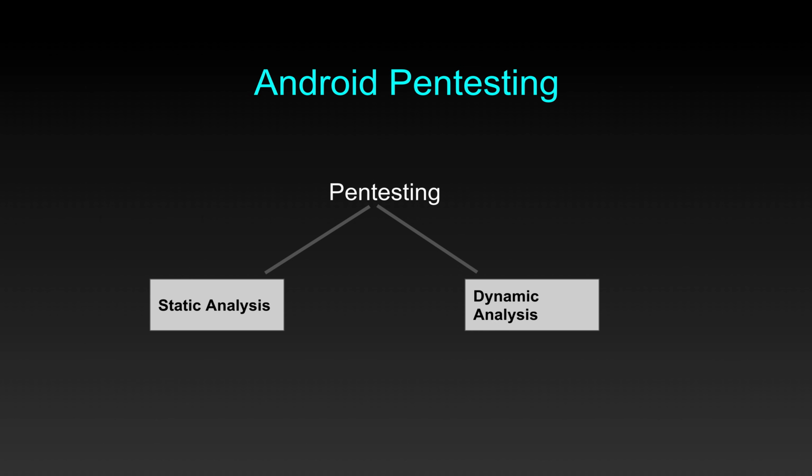All right. So to tell everyone what Android pen testing actually contains, there are two parts of Android pen testing. The first part is static analysis, and the second part is dynamic analysis. So what are these two different sections of pen testing in Android? In static analysis, we identify and analyze the code of the mobile application.